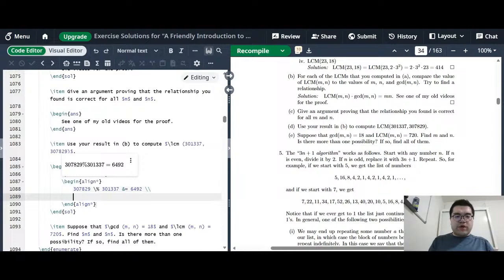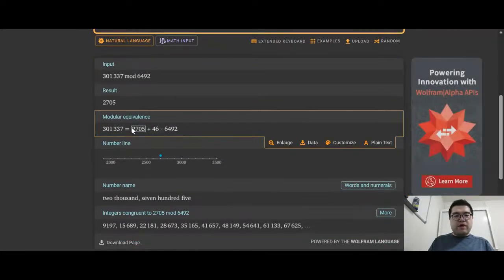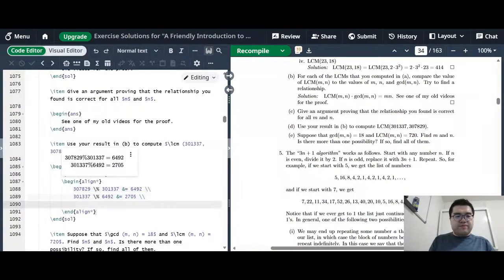Then since it's non-zero, we're going to take the step again, dividing by the new remainder 6492. Then this is going to give us, let's see, this is what we have here. So this time we have 2705. So back to here, 2705. And since it's non-zero, we'll repeat that one more time.